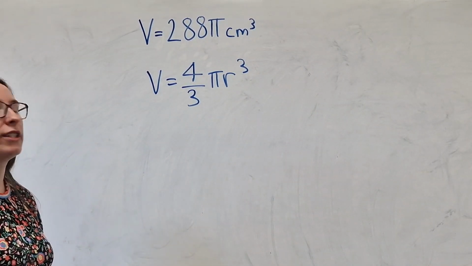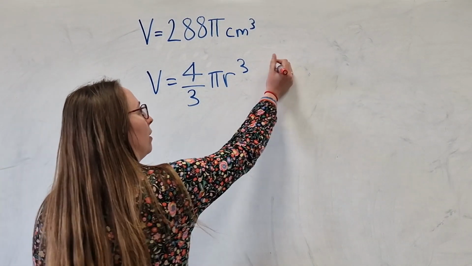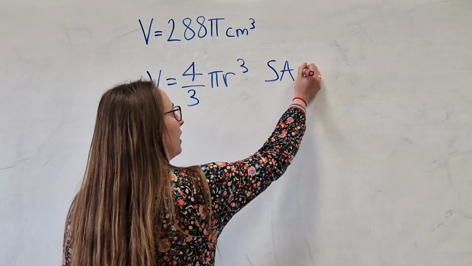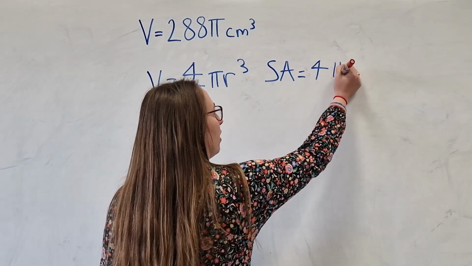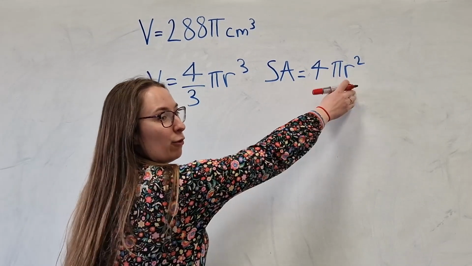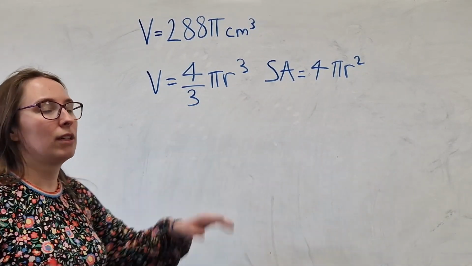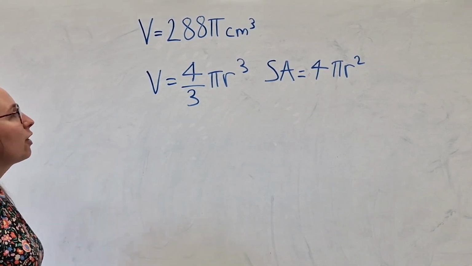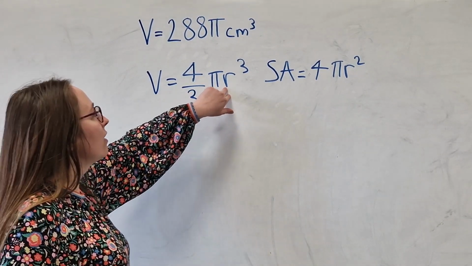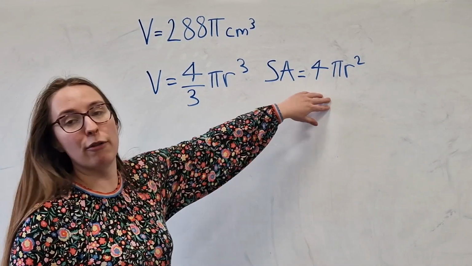Okay, and now let's write down the formula for the surface area of the sphere. So that's surface area equals 4 pi r squared. I always think of it as 4 circles. You'll be given both of these in the exam, but why not remember them? So you can see that we're going to need the radius for both of these.